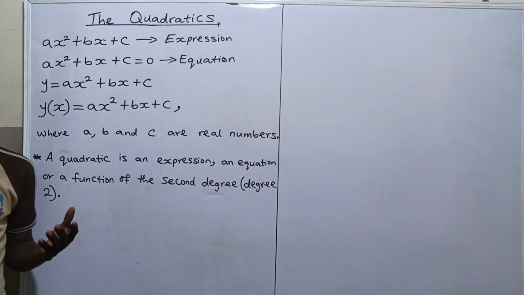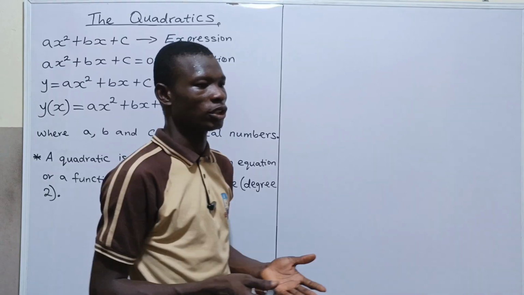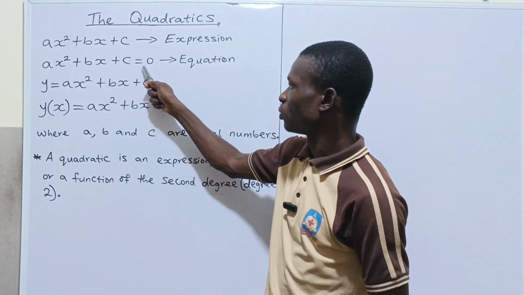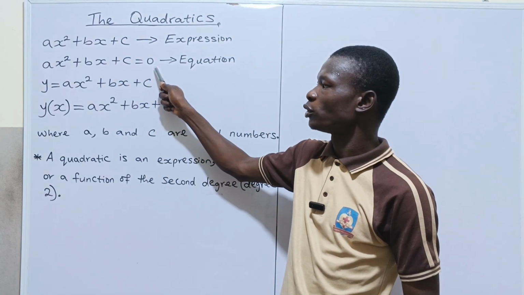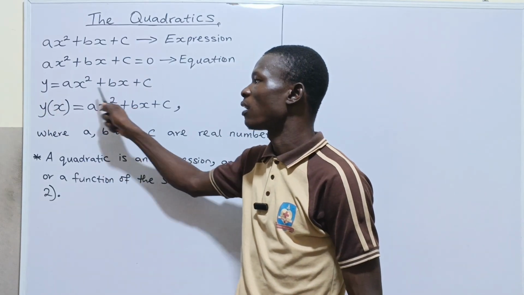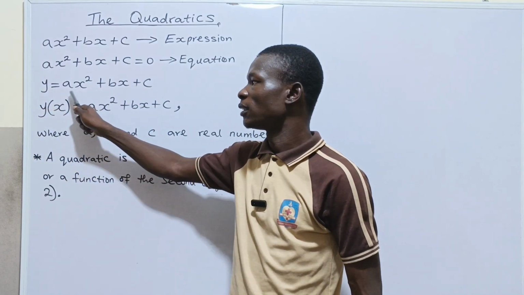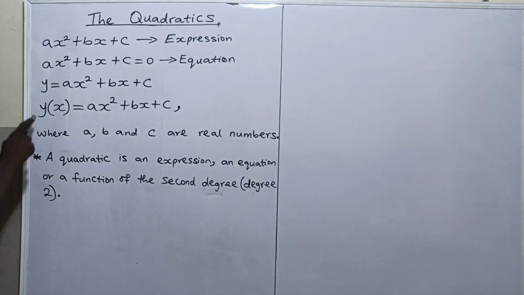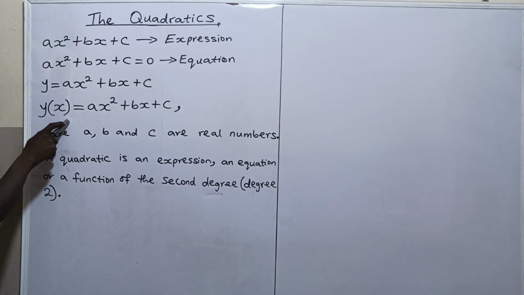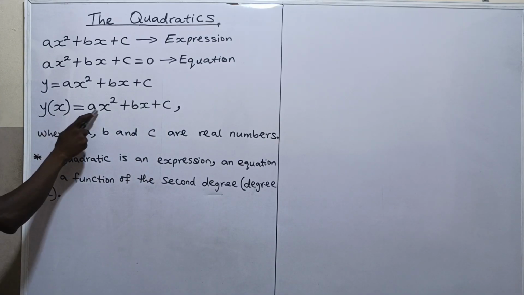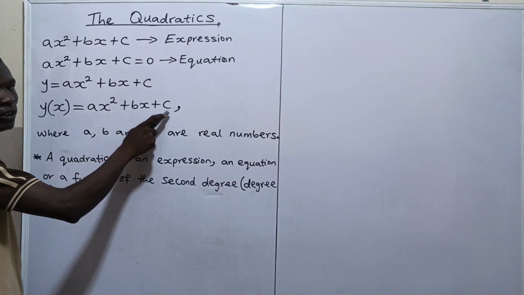Now, what is a function? A function is closely related to an equation. But the difference between an equation and a function is that an equation is equated to a real number, like I said, in most cases, 0. But a function is equated to another variable. So it means that in this function, we're having two different variables. The variable x, the variable y. So, more comprehensively, it is written as y of x. That's to tell us that y is a function of x. And the expression defining this function is ax squared plus bx plus c.